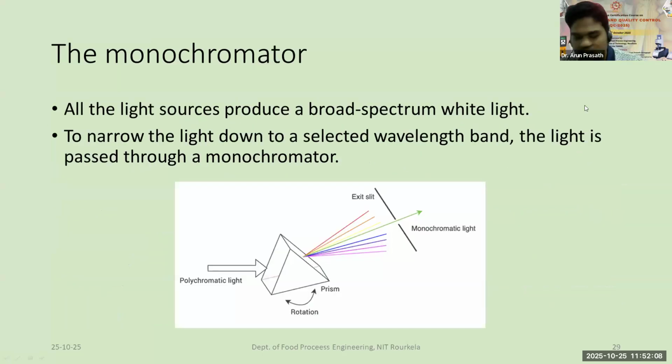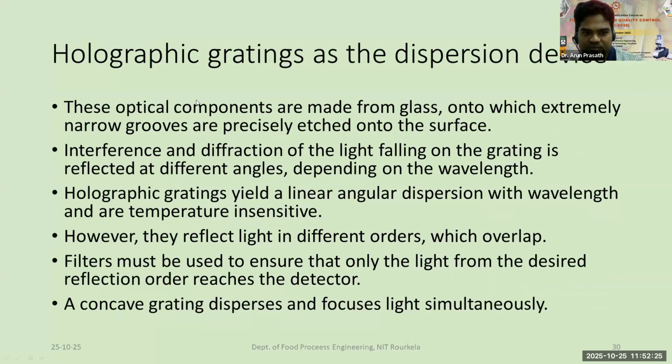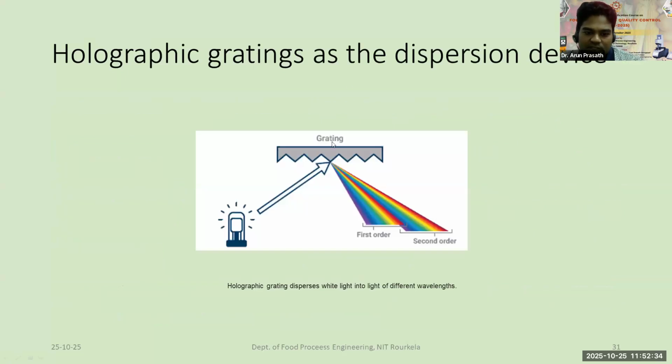So the next component in this list is the monochromator. A monochromator filters out the particular wavelength from the entire spectrum. So holographic gratings, that is, the small markings over the prism. So this is the grating. You can see the minute lines which allow us to split the incident light into different portions.